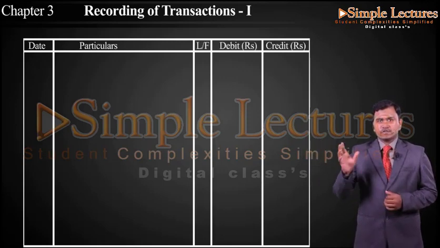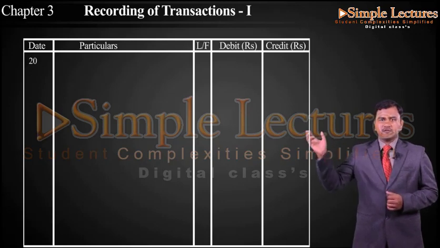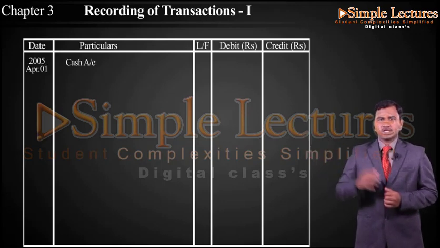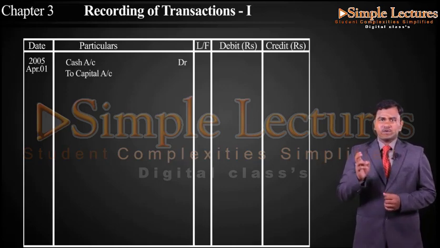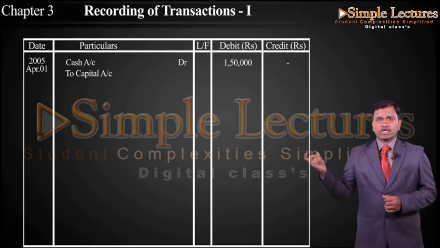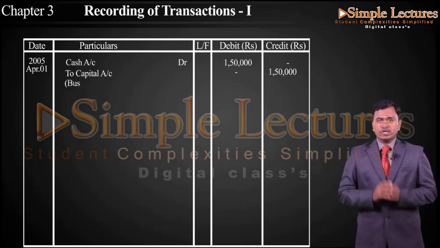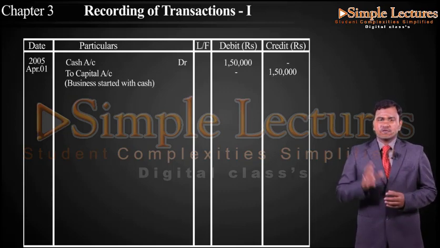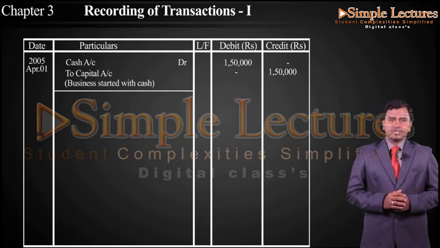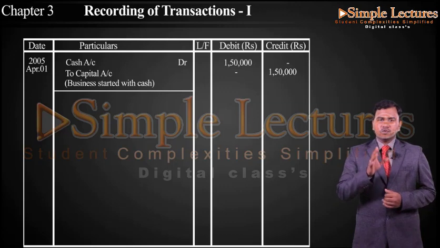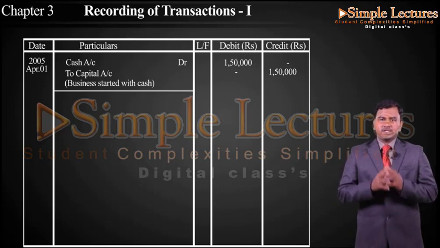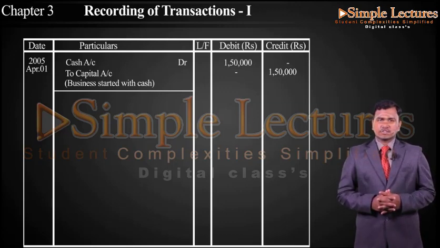So now the first entry will be recorded as 1/4/2005 cash account debtor to capital account. So here amount will be debited 1,50,000, again for the credit entry 1,50,000. The narration will be started business with cash 1,50,000.